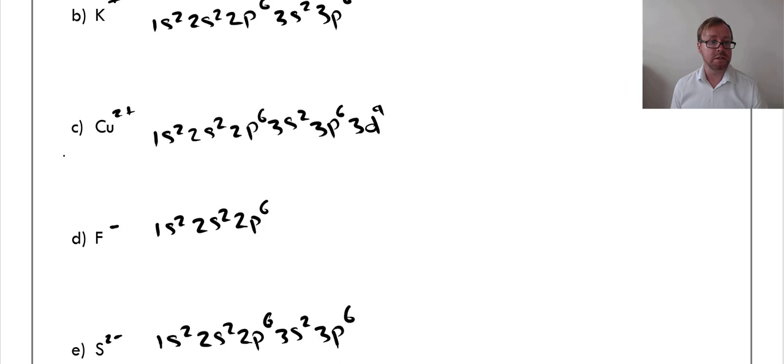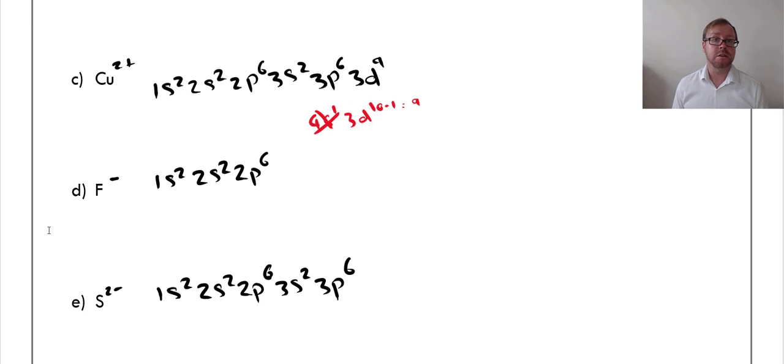Okay, moving on. Exactly the same process, so K plus is 1s2, 2s2, 2p6, 3s2, 3p6. Cu2 plus is a bit different: 1s2, 2s2, 2p6, 3s2, 3p6, 3d9. Remember, that's because we have 4s1, 3d10. So I remove my 4s1 and then I remove one other electron from 3d, so it becomes 3d9. Okay, I hope that makes sense.